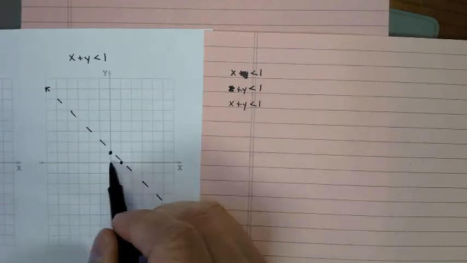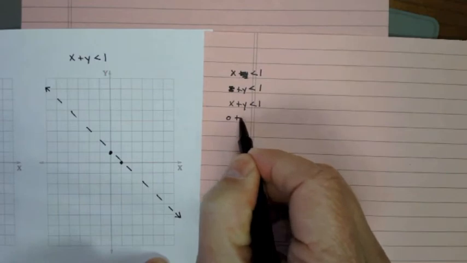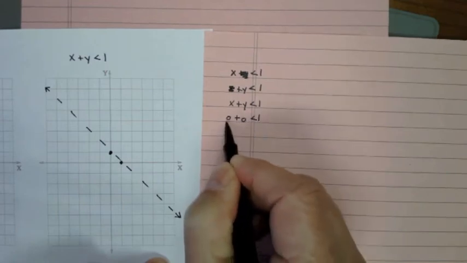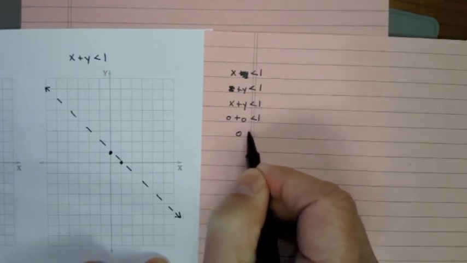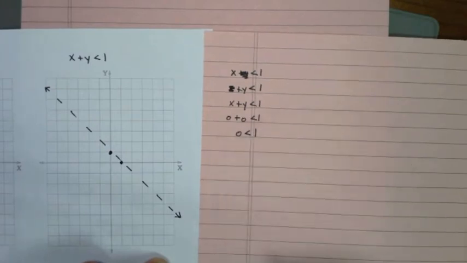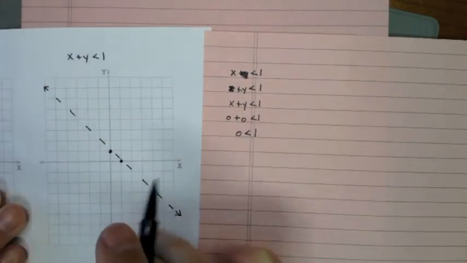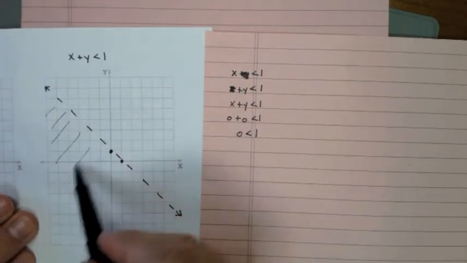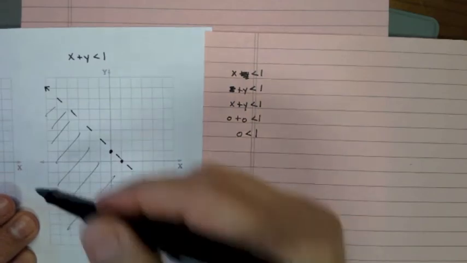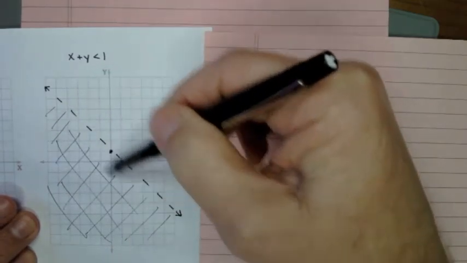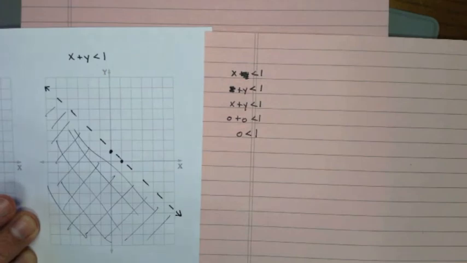So let's do that. Let's use 0, 0. 0 for my x, 0 for my y. 0 plus 0 is 0. Is 0 less than 1? Yes. That means I need to shade on this side right over here. That means all the points on the side of that dashed line are solutions. This is the way it's easy to find solutions. I can pick points. Before I would have to pick points and try each one of them and plug it in there.